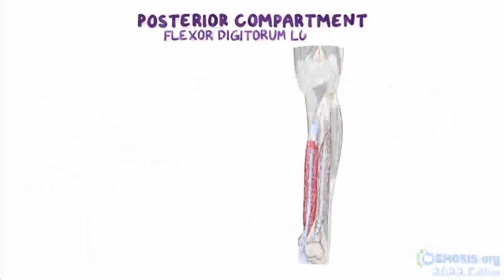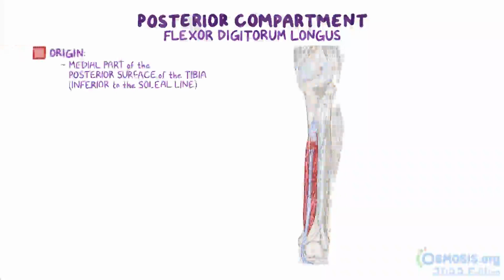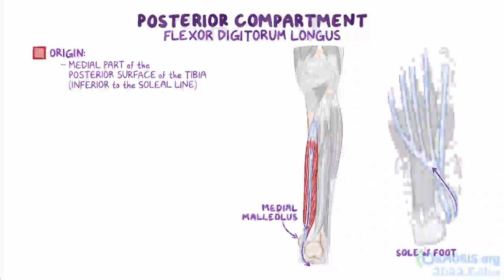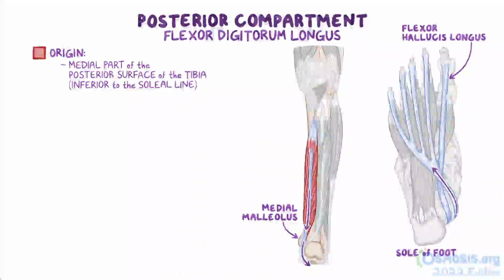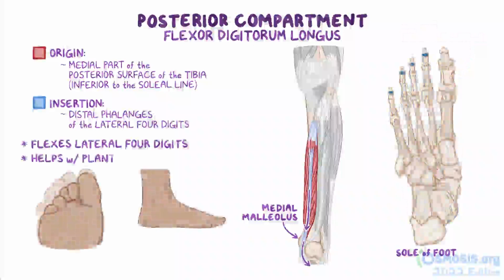Third, the flexor digitorum longus is smaller than the other flexors. It originates from the medial part of the posterior surface of the tibia inferior to the soleal line and descends the medial aspect of the posterior leg. It then passes diagonally posterior to the medial malleolus into the sole of the foot, crossing the tendon of the flexor hallucis longus superficially on its way. After it crosses the flexor hallucis longus tendon, the flexor digitorum longus divides into four tendons and inserts into the base of the distal phalanges of the lateral four digits. This muscle flexes the lateral four digits and helps with plantar flexion of the ankle.